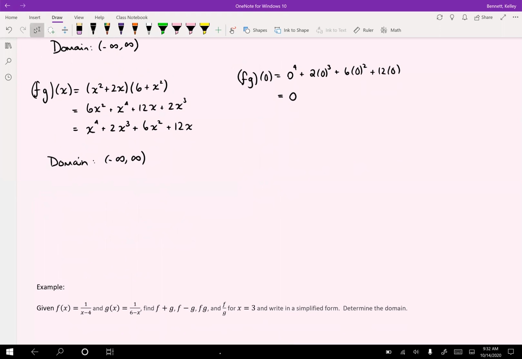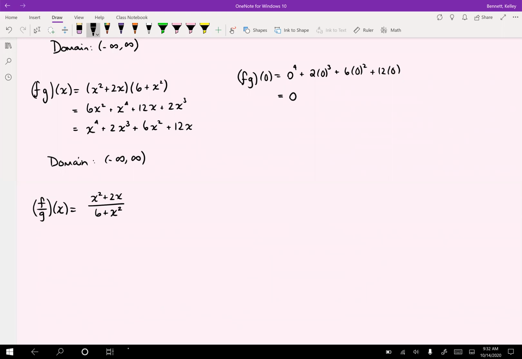So next, the last thing I want to do is I want to compute f over g of x. And so this is just f of x, which was x squared plus 2x, over g of x, which is 6 plus x squared. And here's where we have to start being careful with our domain, because we want to make sure that we're not going to divide by 0. So for our domain, we just want to look at, is there a place where 6 plus x squared equals 0? And again, we're just considering real numbers here.